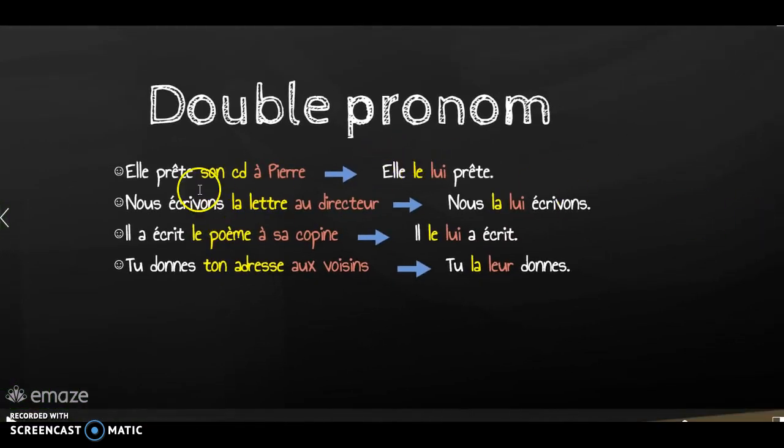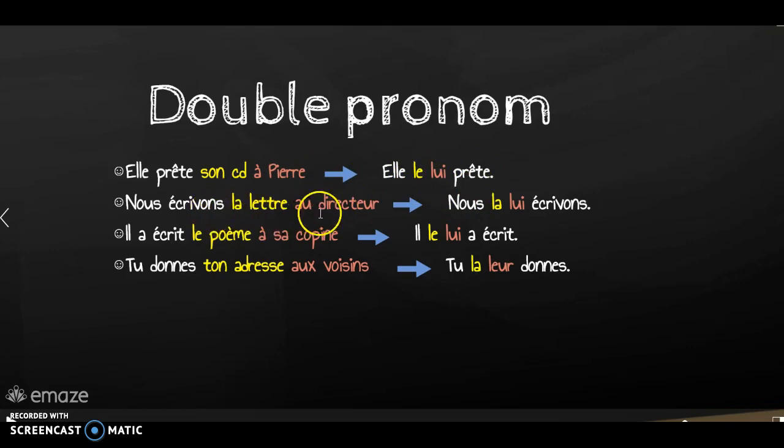Now, what happens when we have more than one pronoun in a sentence? You have to follow a certain order. So, for example, I have these 4 sentences for you. I have also color-coded the words that I have replaced to show you the exact order in which they are placed. Alors, elle prête son CD à Pierre. I replace son CD with le. And Pierre with lui, elle le lui prête.